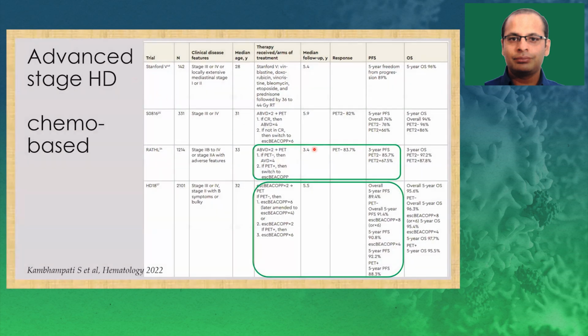So evidence, the RATHL trial we had already discussed. HD18 was the trial which used BEACOPP in the fashion which we described earlier. What we have is 5-year PFS of around 90%, which is excellent. Overall survival is also to the tune of 95 to 100%. So in various treatment arms, we can see that BEACOPP is leading to 5-year PFS around 90% if given for 6 cycles, then PET positivity 92%, 88% even in the PET positive group.